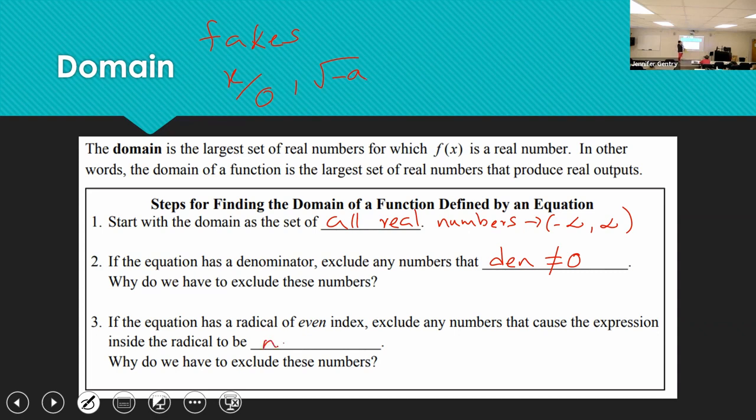The word down there is negative, sorry. Okay? Again, it asks us why, but we already said why. They're not real, it's not a real thing. Okay, so it doesn't exist. Okay, let's go to the next slide.